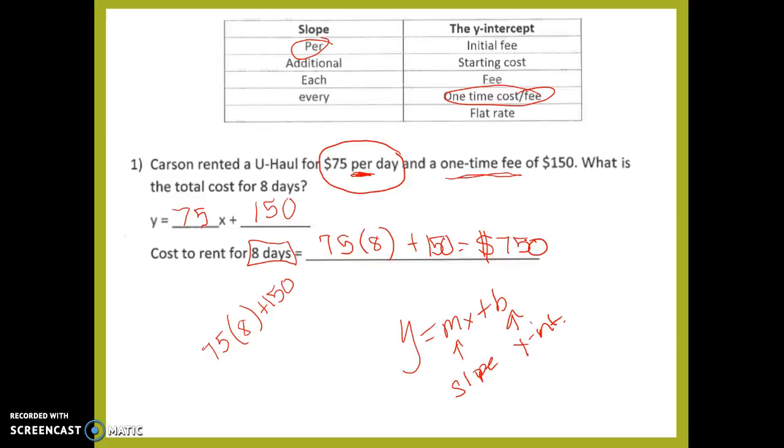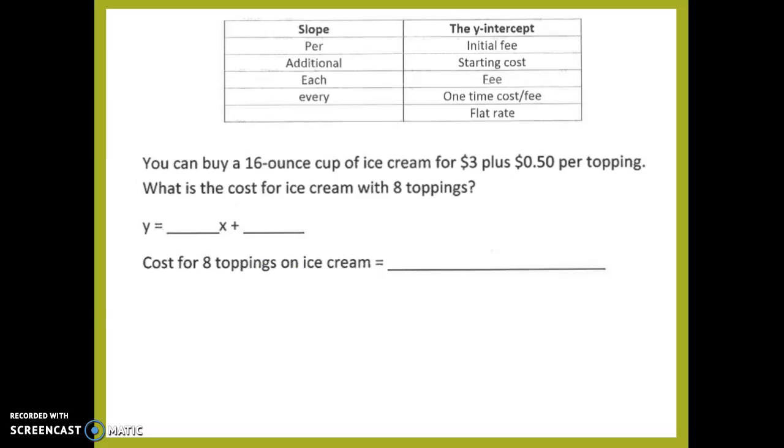All right, going on to question number 2. Again, draw your attention up to the top where you have your keywords. It says you can buy a 16-ounce cup of ice cream for $3. So if I go into Menchie's and I say I want a 16-ounce cup of ice cream or frozen yogurt, they're going to say it's $3. And then you can add additional toppings for 50 cents each. And I see that keyword per. Okay, that's really important. So every topping I get, it's 50 cents.